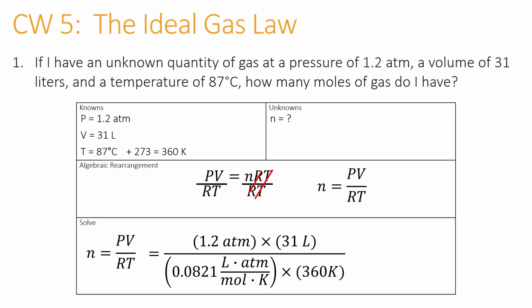So notice that I chose 0.0821 liter atm per mole Kelvin as my constant here, and that's because I want to match my pressure units. So atm will cancel atm, liters cancels liters, Kelvin cancels Kelvin, so the only unit left is moles. So rounding to have 2 sig figs here, we get 1.3 moles.